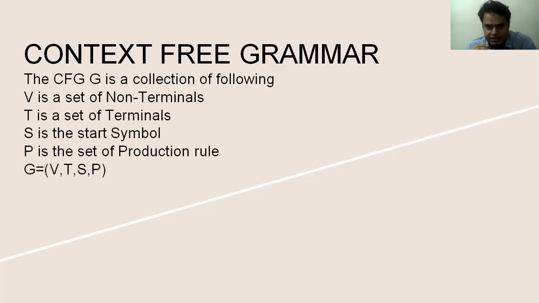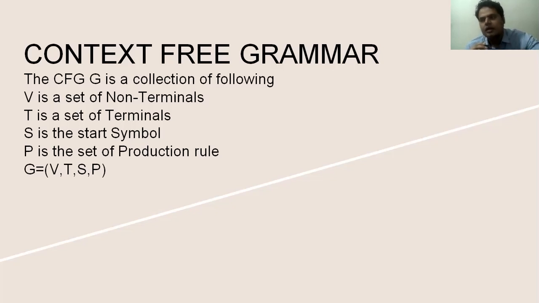The context-free grammar G is a collection of the following. Actually, there are four tuples: V, T, S, P. V is the set of non-terminals. Non-terminal values are those like capital A, capital B, capital C, capital D. Capital symbols are all in the variable set, and those values which belong to numeric symbols, special symbols, or small letter symbols belong to terminal. So V is the set of non-terminals, T is the set of terminals, S is the start symbol, and P is the set of production rules.